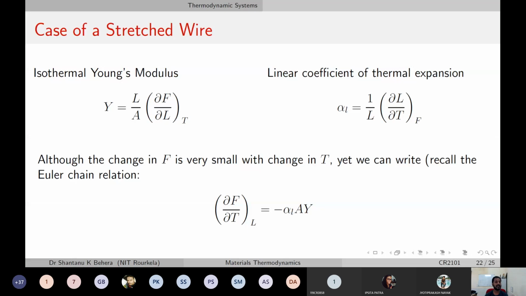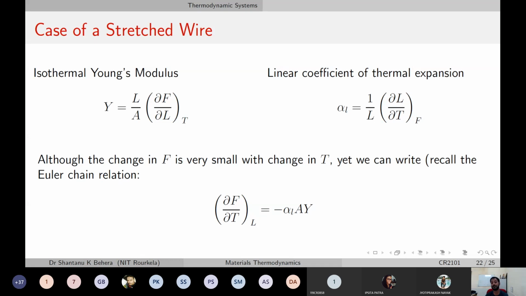So, like the case of a stretched wire, you might have done experiments in your 10 plus 2. You hang a wire and then put a weight on it, and then you try to figure out something called the Young's modulus. That's what is written here. Young's modulus. You might have seen the loading and displacement kind of curve, where we're talking about the linear section of the load displacement curve.